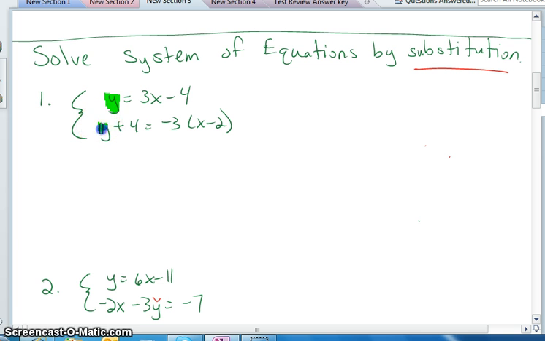So down here I have another y. Those have to be the same. So I'm going to take this 3x minus 4 and put it in place of this y, because they're the same. Y equals 3x minus 4. They're the exact same value. So this is 3x minus 4 plus 4. That's y equals negative 3x minus 2. Then I'm just going to solve just like normal.